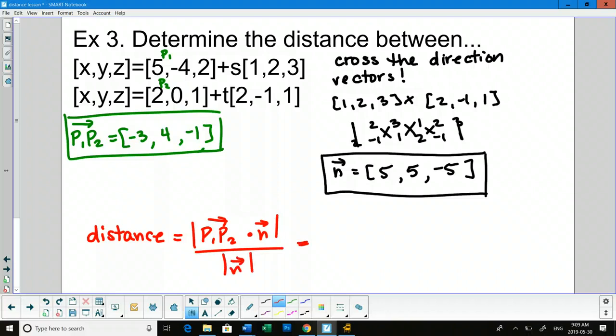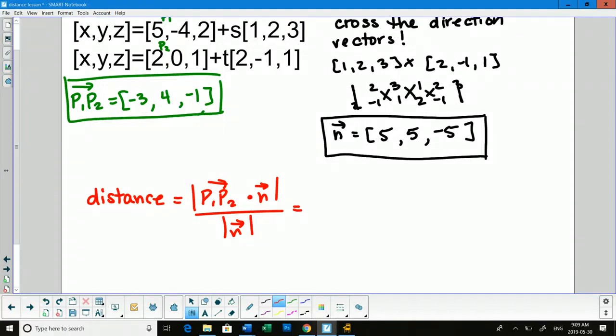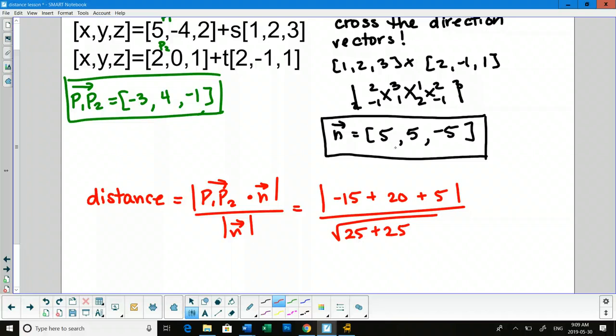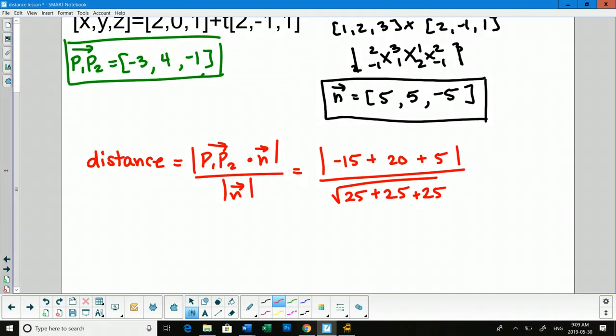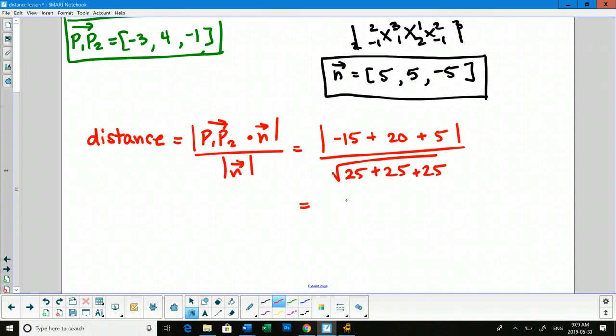Okay, so notice I didn't simplify my normal vector. If you happen to simplify your normal vector, I'll show you how we end up at the same place. So we'll do absolute value of negative 15 plus 20 plus 5. And then down here we're getting 25 plus 25 plus 25. So I'm just squaring each component here in the normal vector. So this just gives us 10 over root 75.